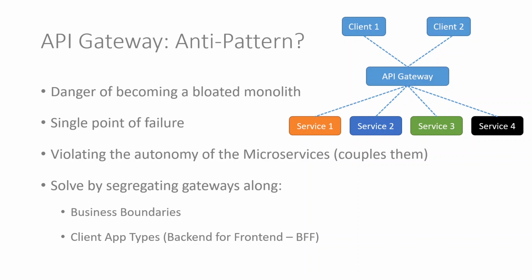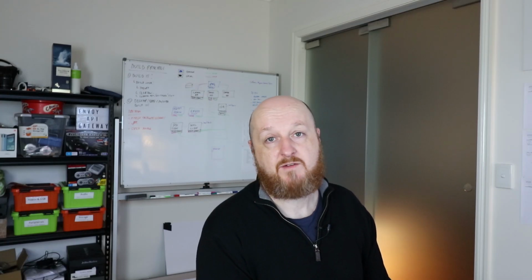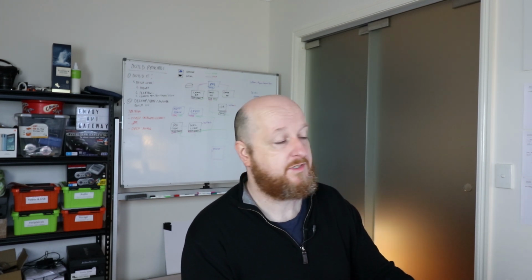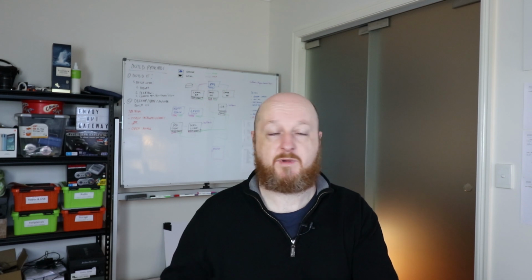So you can solve it in a number of ways. Basically, you'll break out your API gateways, you can segregate them along different lines. Business boundaries is one concept which lends itself quite well to the idea of microservices, which are all built around business contexts or bounded contexts. So that's certainly one way you can do it. Or you can do it along client types. So you have a gateway for your mobile apps, a gateway for your single page apps, a gateway for your desktop apps or whatever.